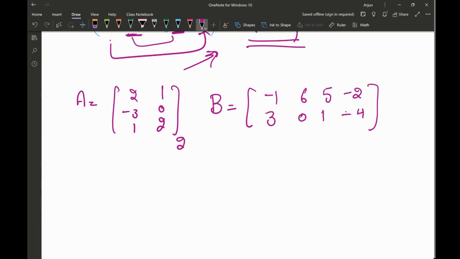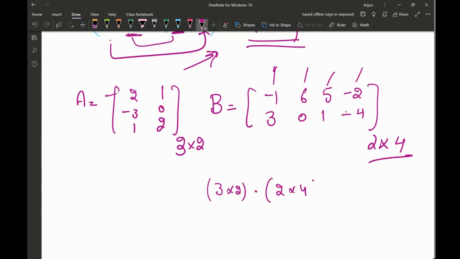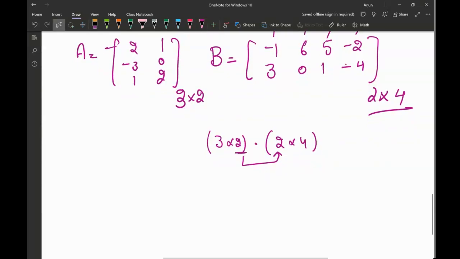Let me see. A has 3 rows and 2 columns, so 3 times 2, and this one has 2 rows and 4 columns. So can I multiply these two? 3 times 2 multiplied by 2 times 4. Yes, I can multiply these two because the 2 and 2 are the same.